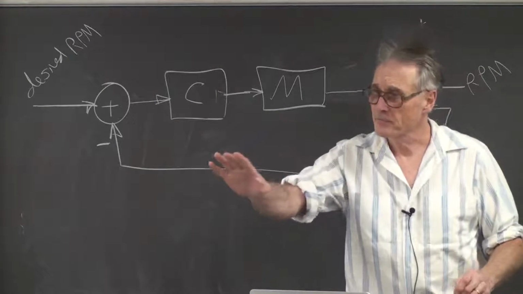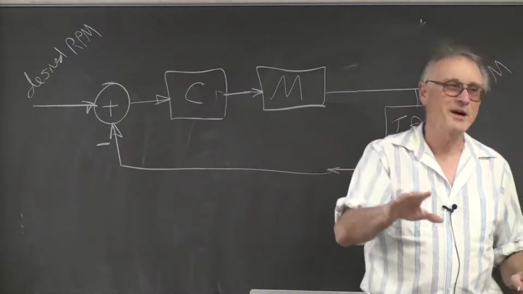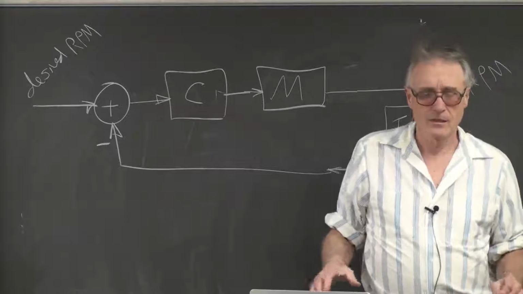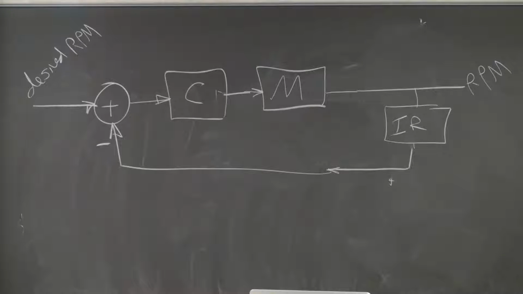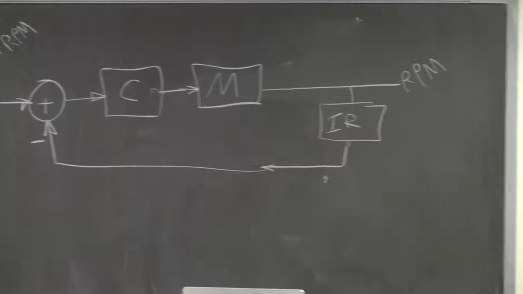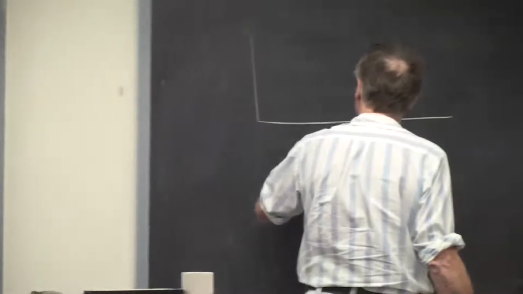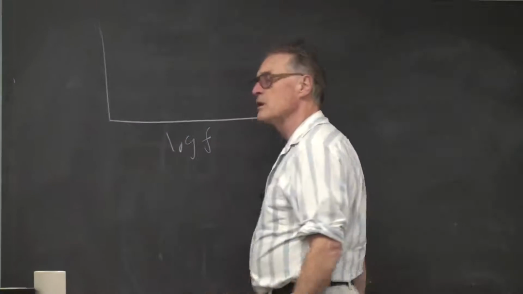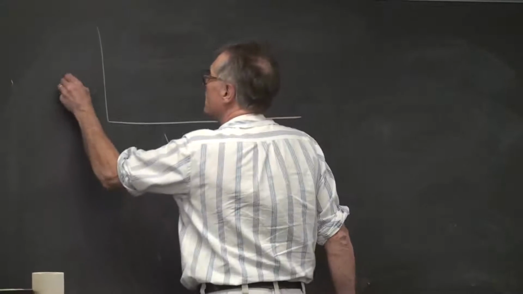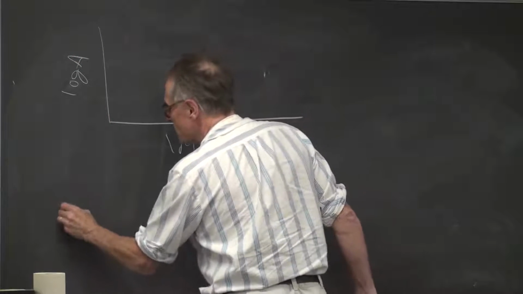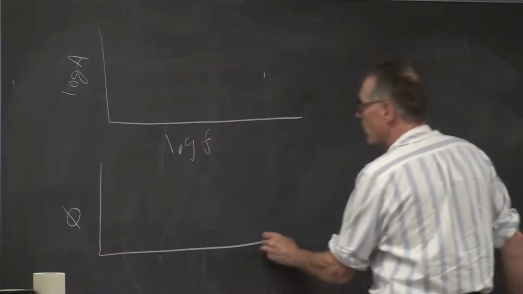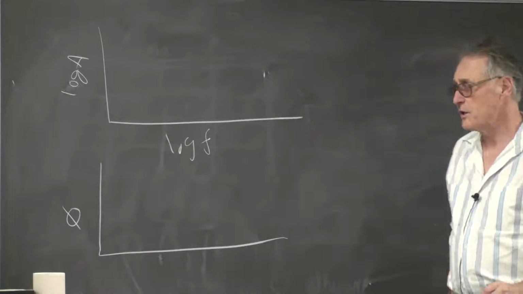But first, let me just refresh your mind on Bode plots. So we're going to be drawing a whole bunch of these. Log F is always going to be the horizontal axis, and it'll be either a log amplitude or a phase shift. And we'll need both the amplitude and the phase shift.